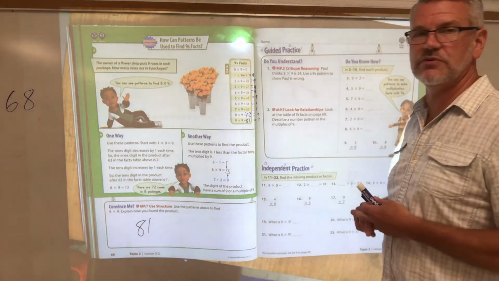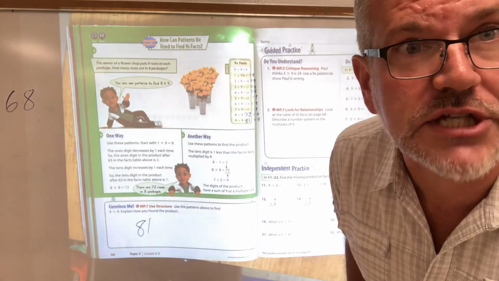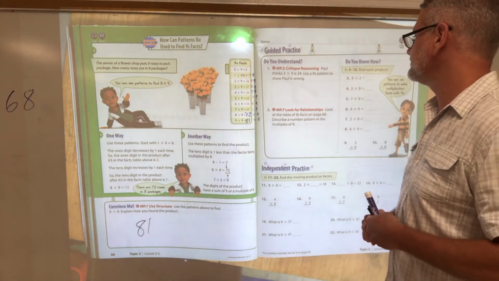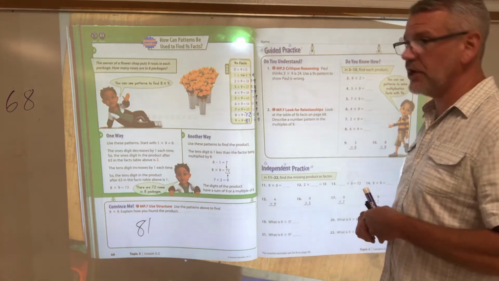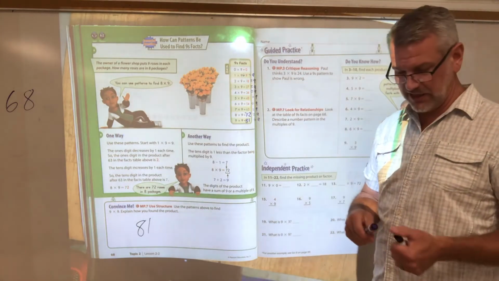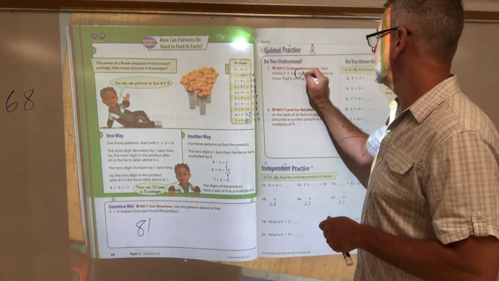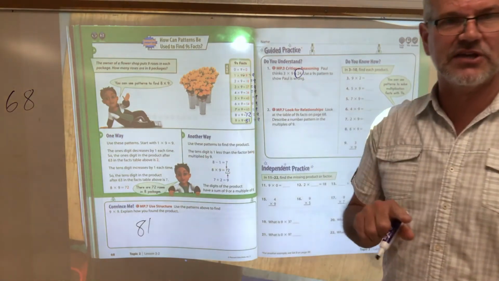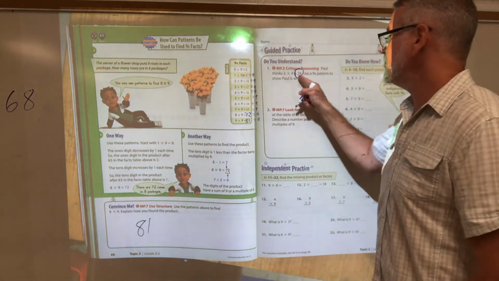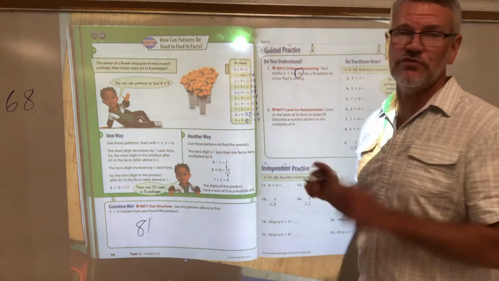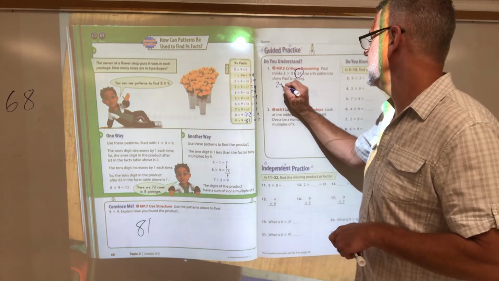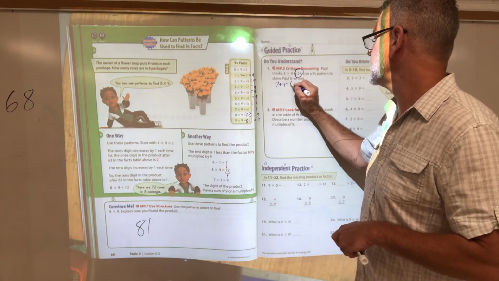Now let's look up here at the "Do you understand?" Paul thinks 3 times 9 is 24. Use a nines pattern to show that Paul is wrong. All right. Well, first of all, we can tell he's wrong because remember, the two digits in the answer, which is a product, an answer to a multiplication problem, have to equal 9. 2 plus 4 does not equal 9. That equals 6. So right there we know that. We can say that 2 plus 4 equals 6.